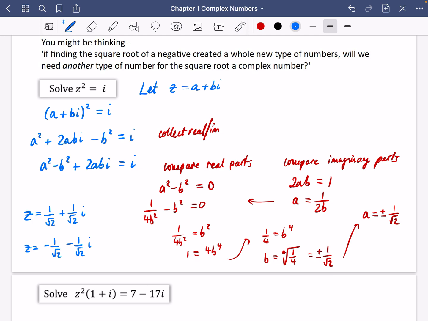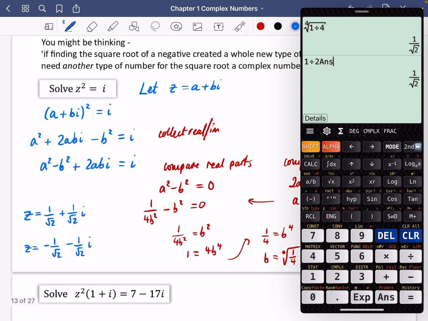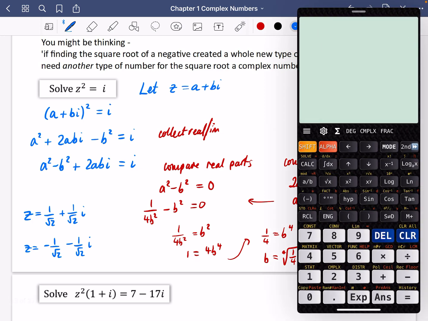Now, if you put this in the calculator, you may get slightly different ones. So let's just quickly clear this. Let's just show you how it works. If I just do the square root of i, I can never remember where i is on this calculator. There it is. The square root of i.